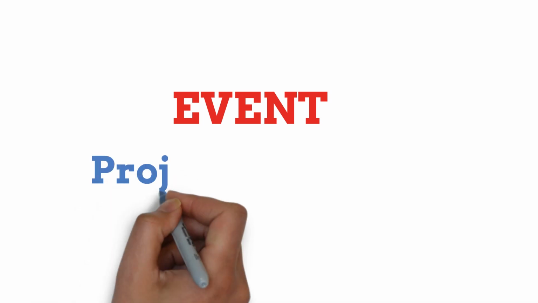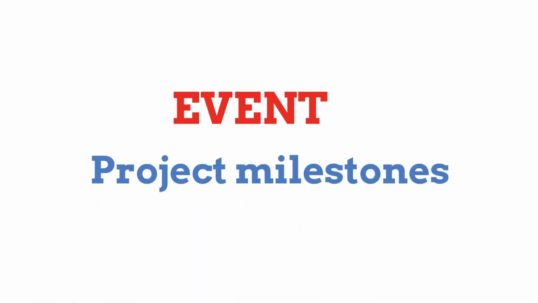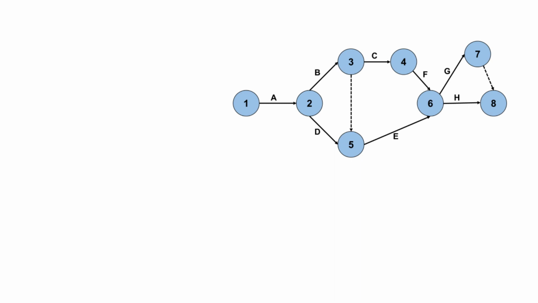Event. Event is also known as node and connector. Events in the network diagram represent project milestones. It represents a point in time satisfying the completion of some activities and the beginning of new ones. It is usually represented by circles in the network diagram. Events are numbered in a sequence in the network diagram. Similar to activities, there are different terms for events.